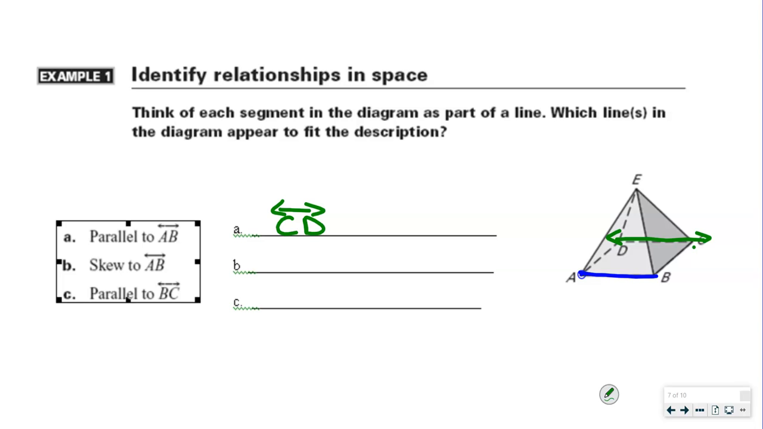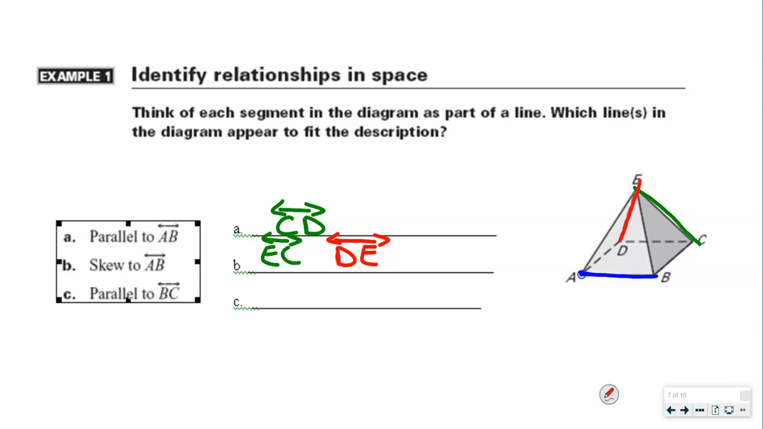Next, we need a line skew to line AB. A line or lines skew to AB, so does not intersect, but is not coplanar. So we should be able to see that EC does not intersect AB. It is skew. And also DE is skew to AB.